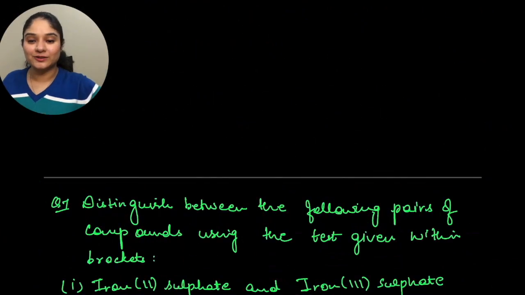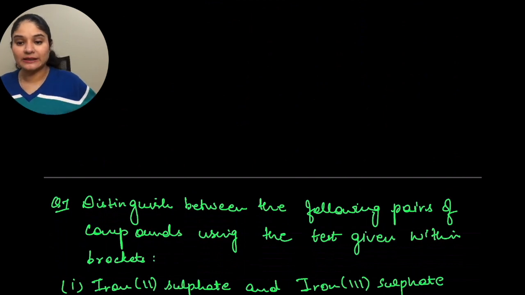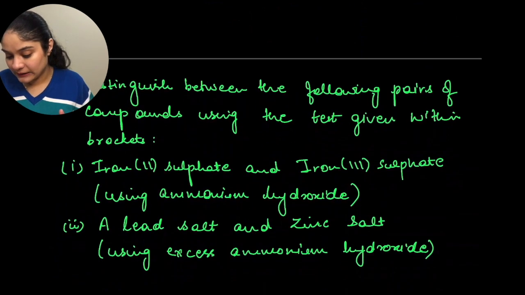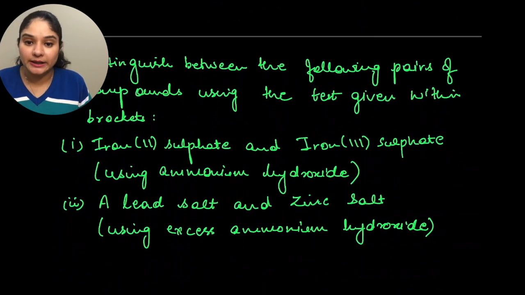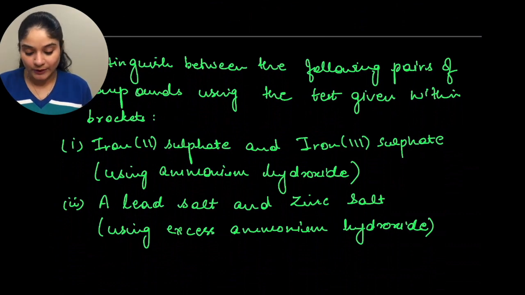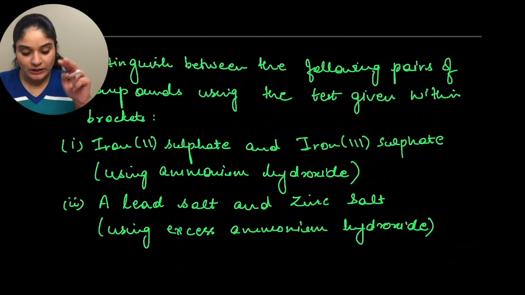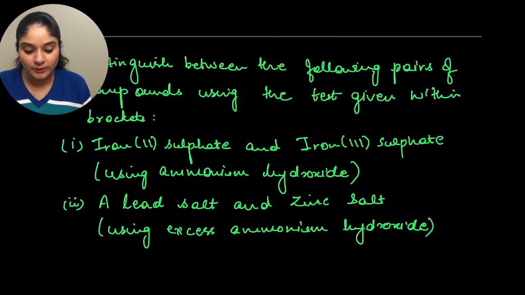Alright students, let's move ahead to question number 7. So I do have my charts open right here, so I am taking reference from the charts to make it a bit quick. The question says, distinguish between the following pair of compounds using the test given in the brackets. This is a very common type of question that you get. So iron 2 sulfate, iron 3 sulfate using ammonium hydroxide.